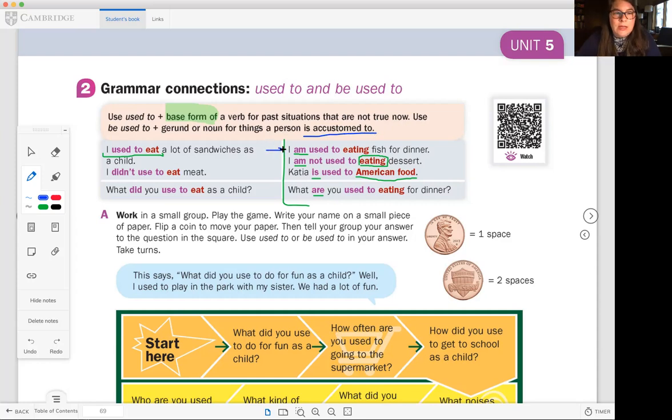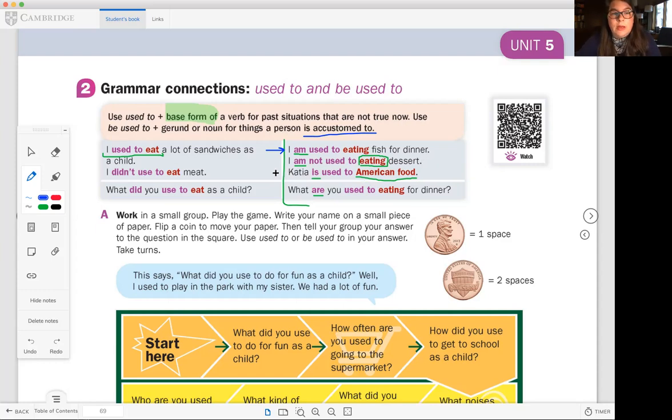So look at the connection here. I used to eat a lot of sandwiches as a child, but now I'm used to eating fish for dinner. It's not new, right? I do it all the time. Look here, I am not used to eating dessert. If you don't usually eat dessert, and you go to a fancy restaurant and you order dessert, you can say, oh, wow, this is special. I am not used to eating dessert. This is a new experience for me. Not the first time, but something that is surprisingly new.